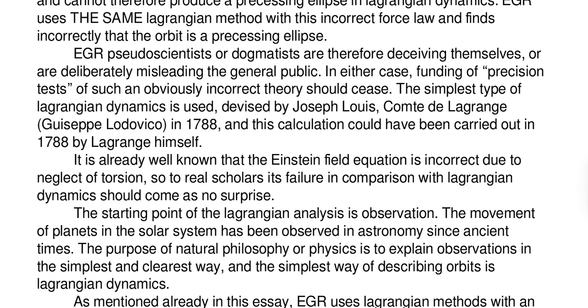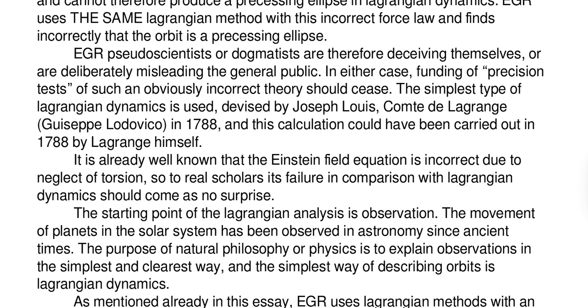The simplest type of Lagrangian dynamics is used, devised by Joseph Louis, Comte de Lagrange, Giuseppe Lodovico, in 1788, and this calculation could have been carried out in 1788 by Lagrange himself. It is already well known that the Einstein field equation is incorrect due to neglect of torsion, so to real scholars its failure in comparison with Lagrangian dynamics should come as no surprise.